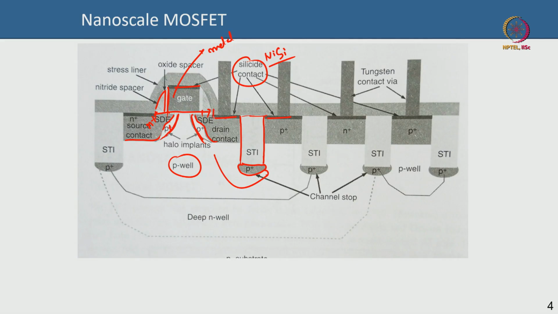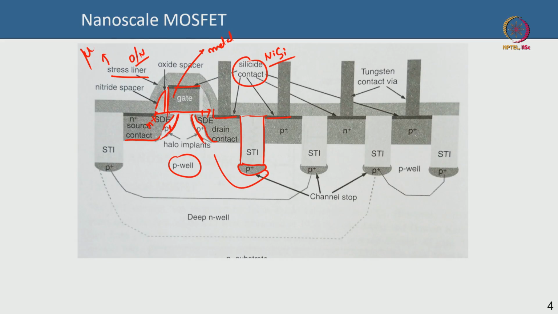The final layer here, you can see this is a stress liner. This could be some kind of oxide nitride, silicon oxynitride, or some kind of other material which will help induce a strain on silicon, that is for improving the mobility of electrons in silicon. Okay, when the silicon is under strain, it can improve the mobility.